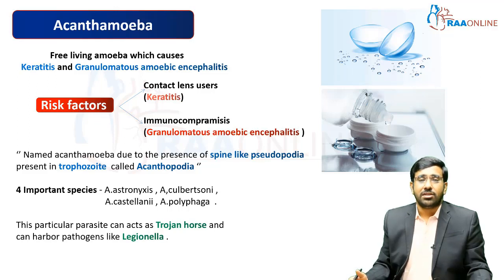It is called Acanthamoeba because it has knob-like projections in its cytoplasm, which are called acanthopodia. These are predominantly seen in the trophozoite, and that is what is called acanthopodia.